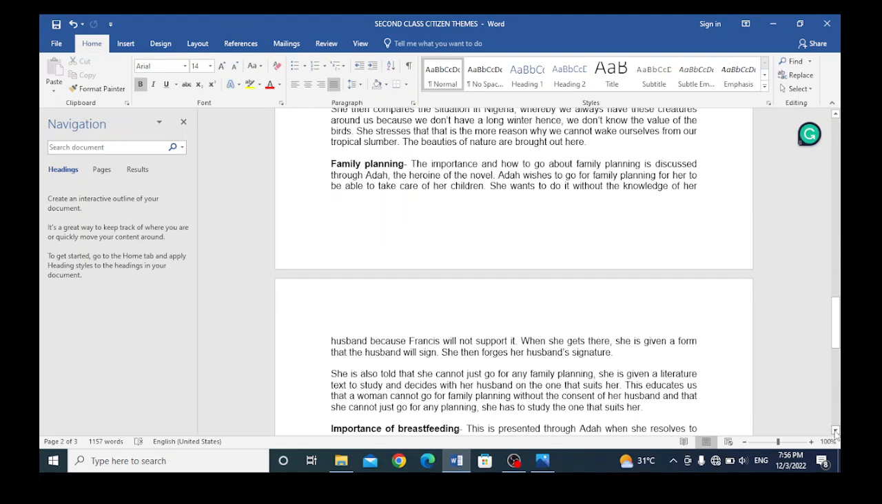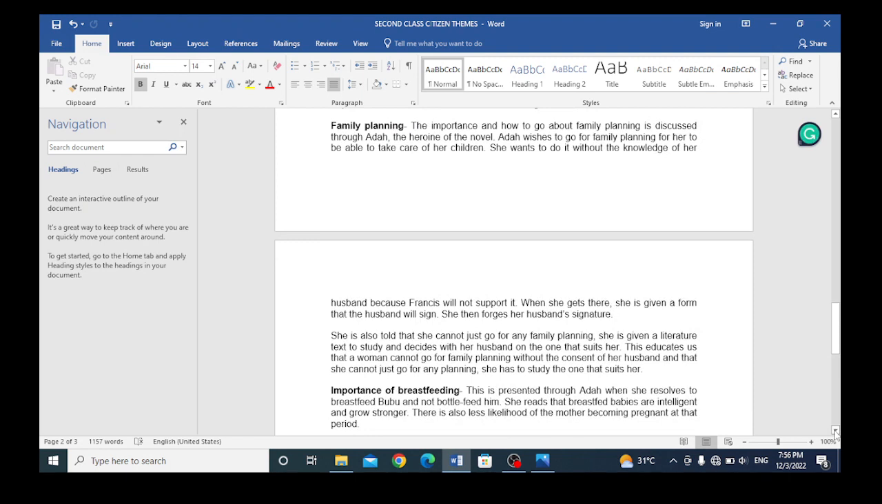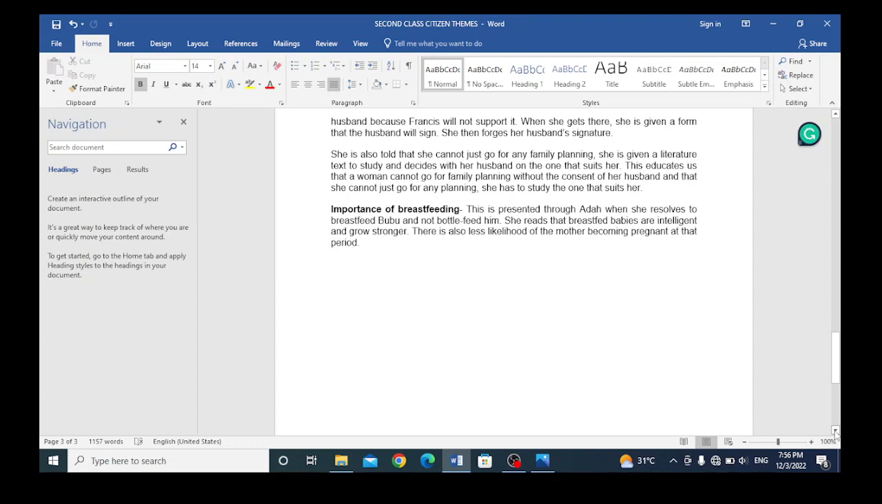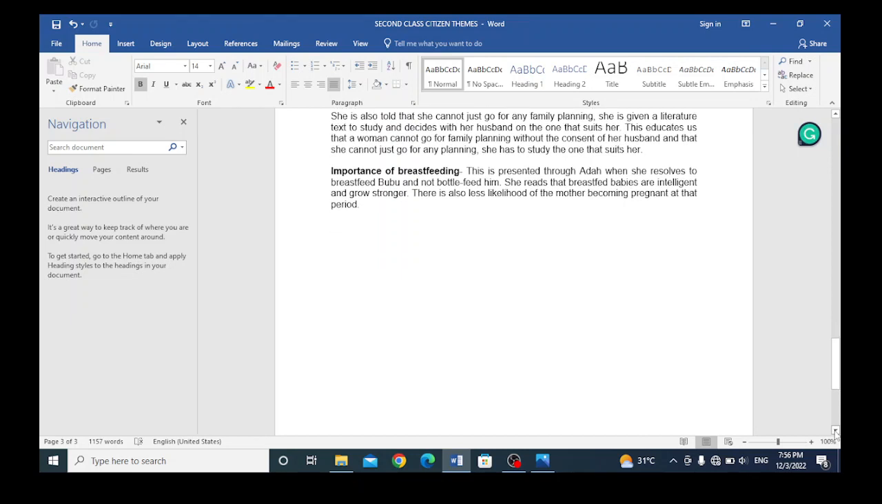There's also the theme of family planning. The importance and how to go about family planning is discussed through Ada, the heroine of the novel. This is a sort of education on family planning. Ada wishes to go for family planning for her to be able to take care of her children. She wants to do it without the knowledge of her husband because Francis will not support it. When she gets there, she's given a form that the husband will sign. She then forges her husband's signature. She's also told that she cannot just go for any family planning. She's given a literature text to study and decide with her husband on the one that suits her. This educates us that a woman cannot go for family planning without the consent of her husband, and that she cannot just go for any planning. She has to study the one that suits her.